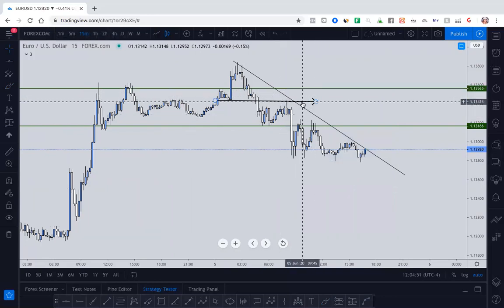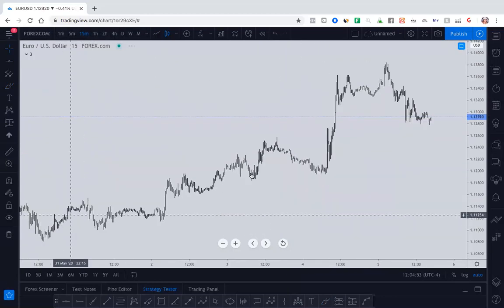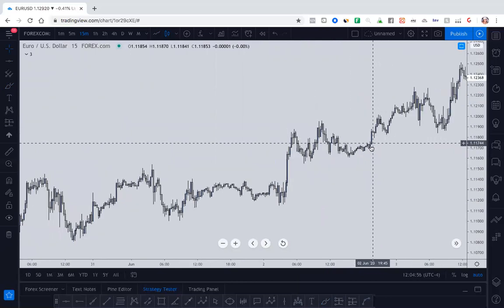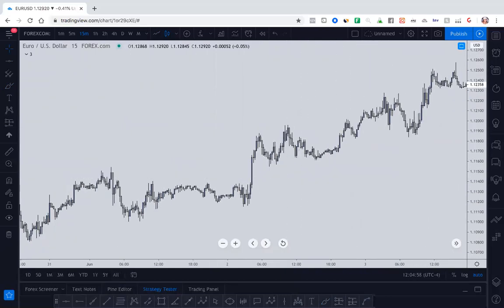Okay. So now we're going to do something for a buy. Okay. So we can see here that there is an uptrend.